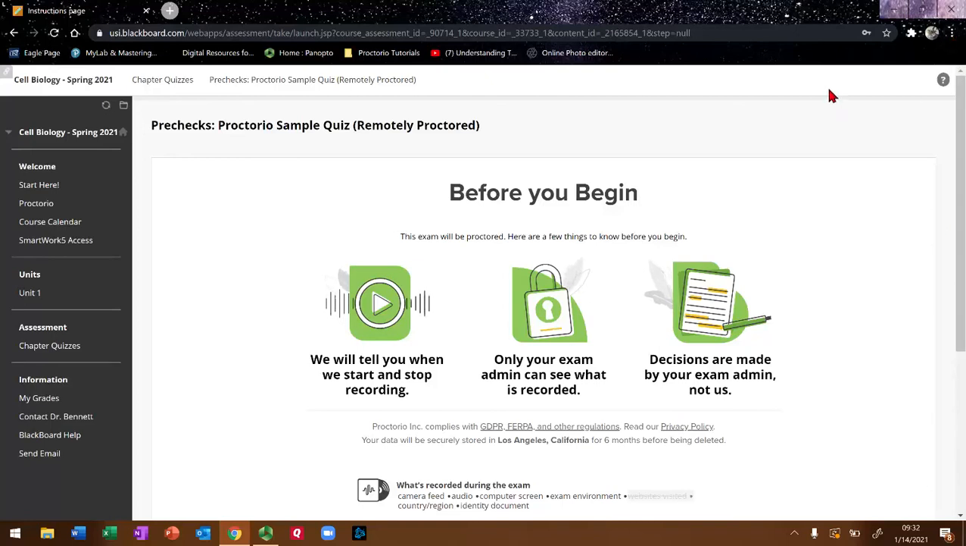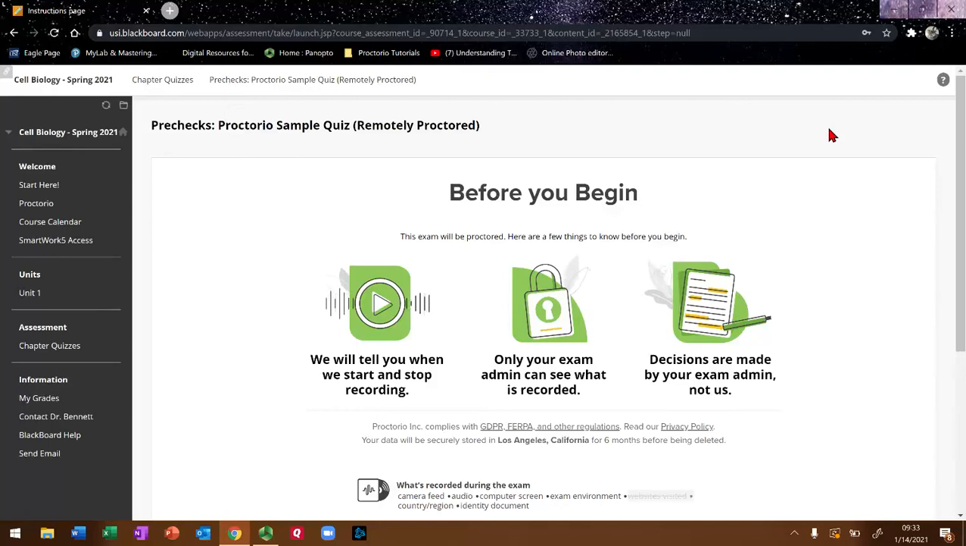So remember the requirements for taking an exam or a quiz using Proctorio is you have to have a laptop with a camera and a microphone. You have to be using Google Chrome. So the first thing you need to make sure that you do is, if you're confronted with a password, make sure that you're using Google Chrome.